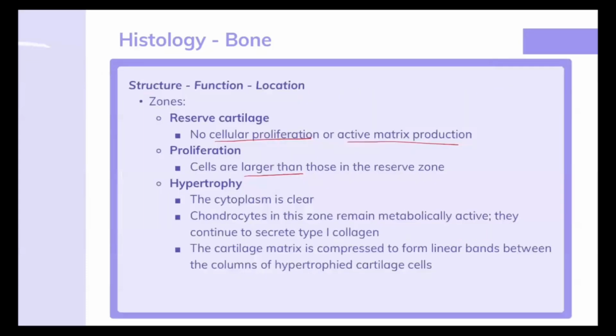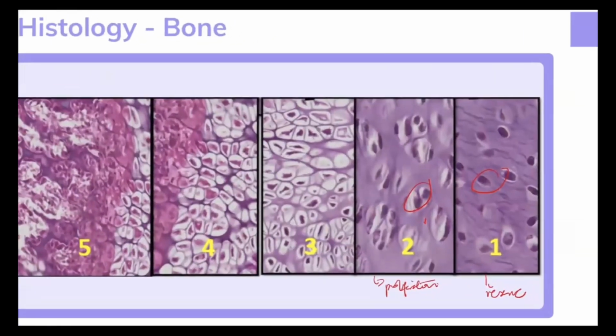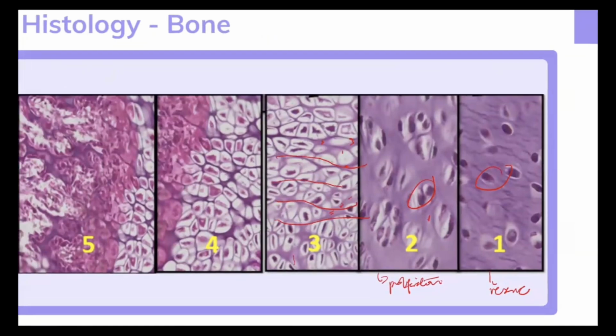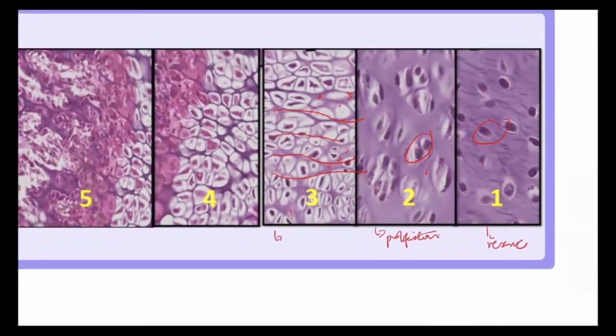Then we move on to the third zone, which is the hypertrophy zone. So these are the zone of reserve cartilage, zone of proliferation, zone of hypertrophy. That's the full name. Here are the things you would look for: clear cytoplasm, active chondrocytes secreting collagen type 1, and linear bands between the columns of cartilage cells. Let's go look for these. This pink stuff around them is the cartilage that they're releasing. They obviously look active, and there are clear bands between the rows of cells as they're secreting cartilage. I hope that makes sense. This is again the zone of hypertrophy.